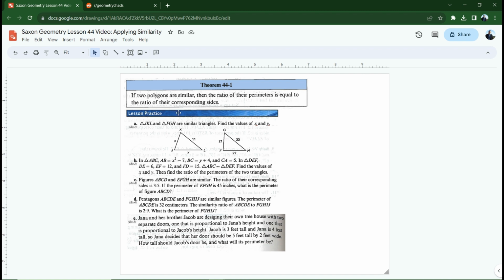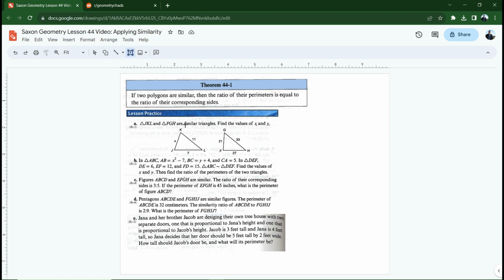All right, let's get started with our lesson practice. We're just going to dive right in today. We're not exclusively going to be using this theorem, but we are going to use it in our lesson, so pay attention as we do that. Letter A, triangles JKL and FGH are similar. So that's a given. Now I need to find the values of x and y.